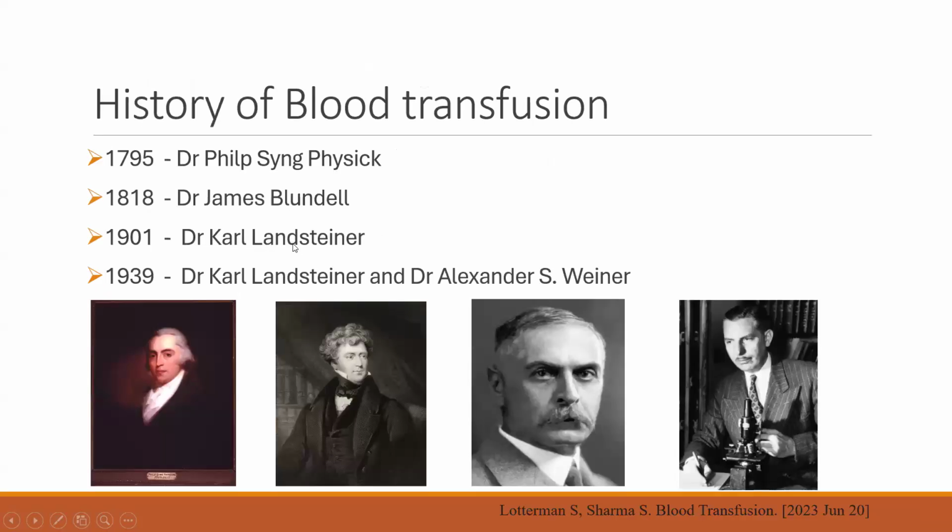Now coming to the history of blood transfusion. In 1795, Dr. Philip Syng Physick carried out the first human blood transfusion, but it is not documented. In 1818, Dr. James Blundell performed the first successful documented human transfusion in a woman suffering from postpartum hemorrhage. In 1901, Dr. Karl Landsteiner discovered the ABO system of blood groups. In 1939, Dr. Karl Landsteiner and Dr. Alexander S. Wiener discovered the Rh system.